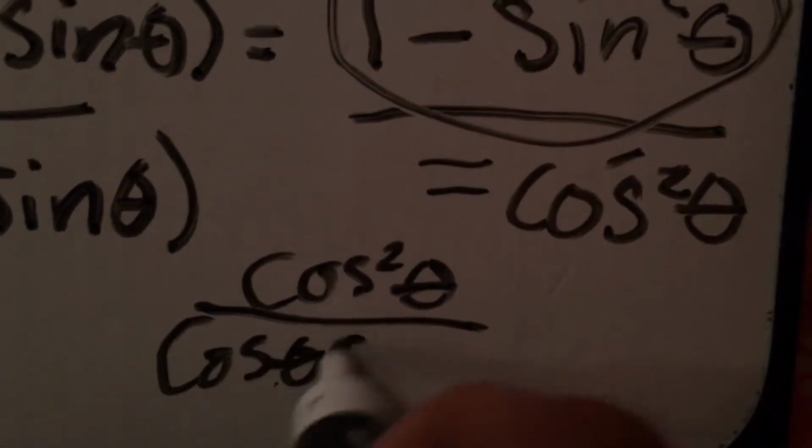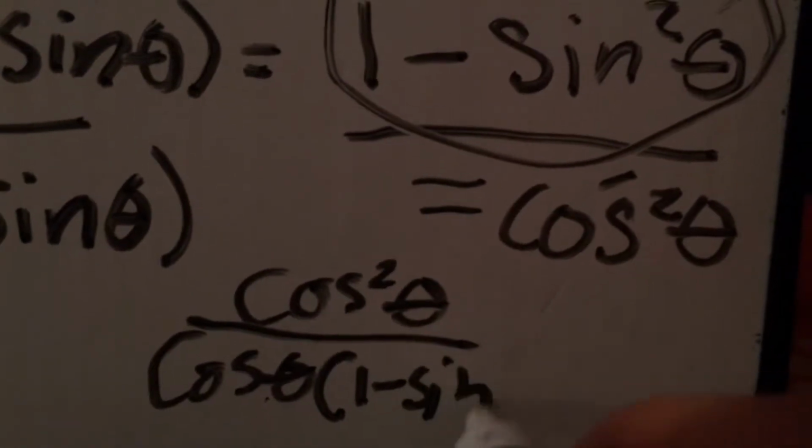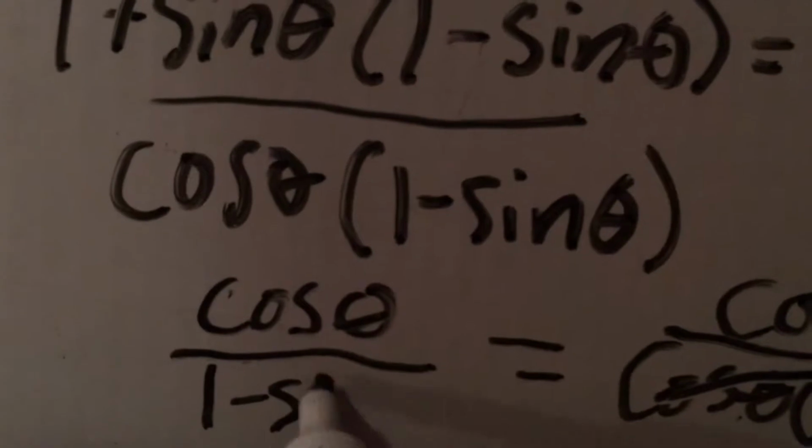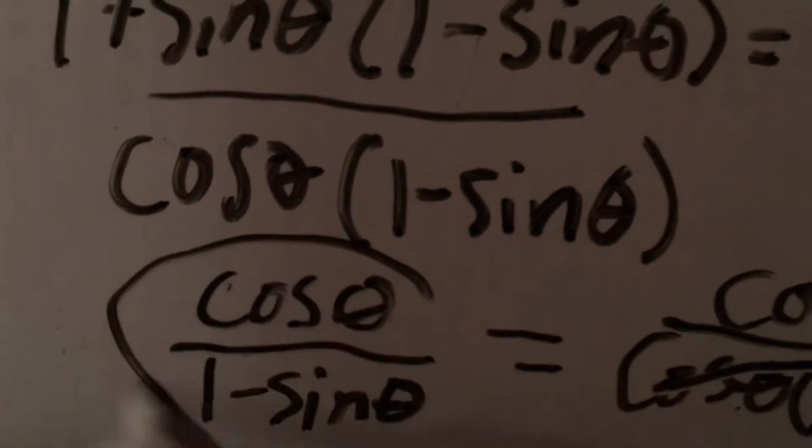So the expression is cosine squared over cosine theta times 1 minus sine theta, meaning that you can cancel one cosine from the numerator and the cosine from the denominator, leaving you only with one cosine in the numerator and 1 minus sine theta in the denominator, proving that it is the final answer for this problem.